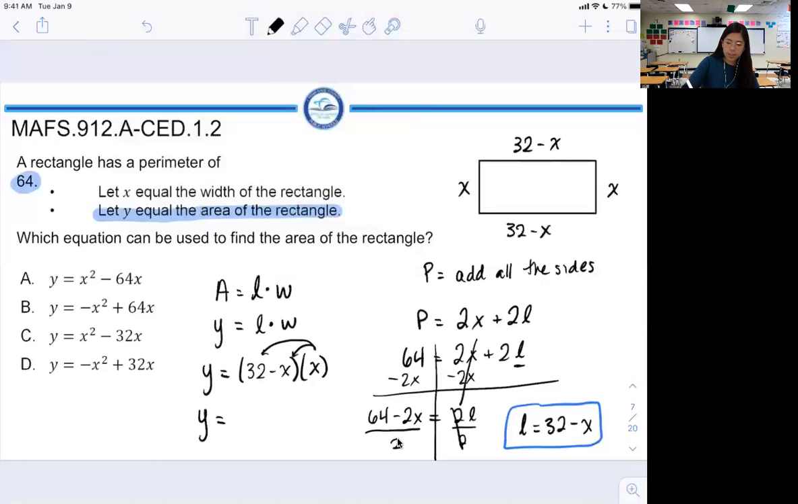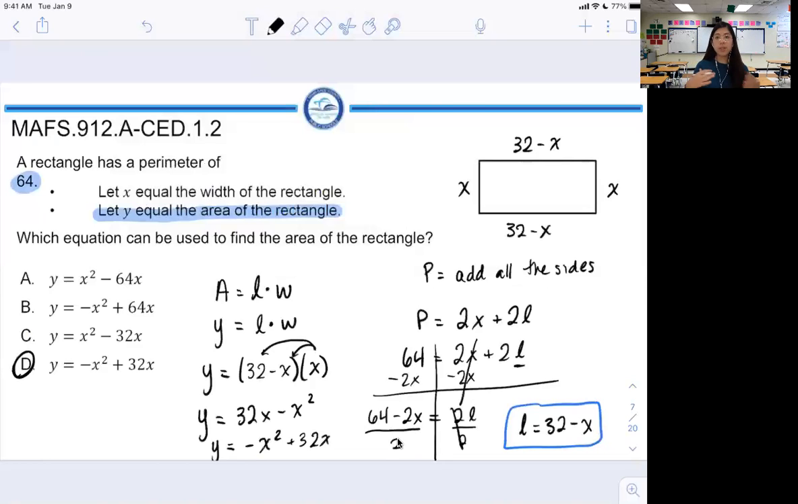So x times 32, well, that's 32x. X times negative x, that's negative x squared. And it looks like they have it written in the opposite order, so I'm going to rewrite this. This would be y equals negative x squared plus 32x, which means answer choice D would be my answer.